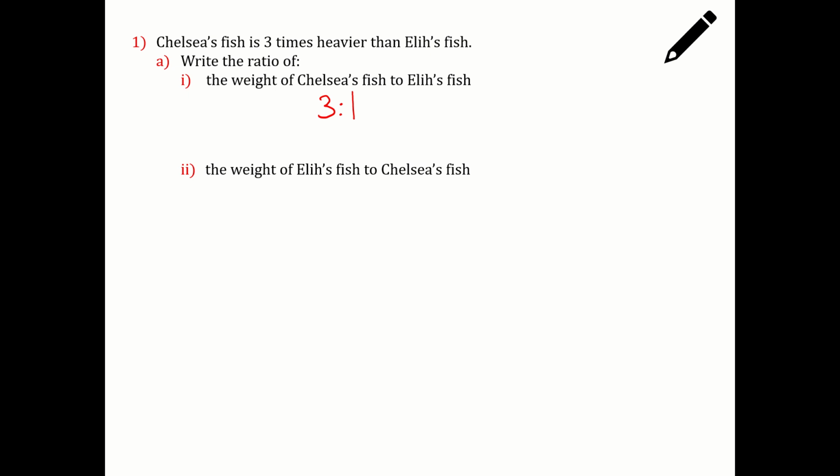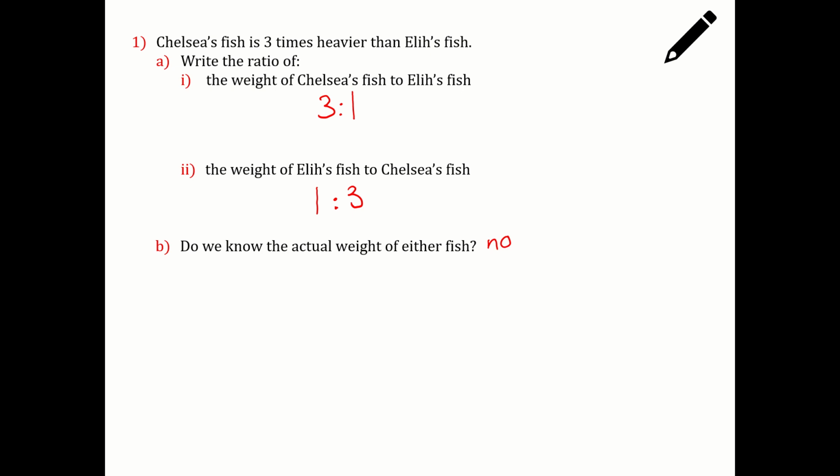Okay, if we're looking at the weight of Eli's fish to Chelsea's fish, we are then going the opposite way because Eli is first in the question. Okay, so remember order is important. So the order that it's stated in the question is the order of the ratio. Do we know the actual weight of either fish? The answer is no. No, we don't know the actual weight, okay?